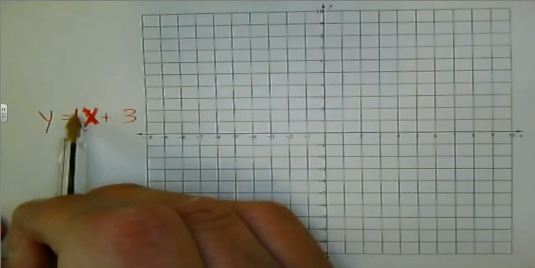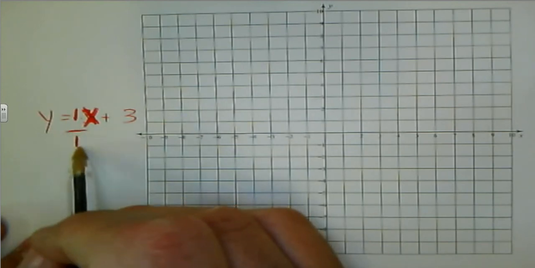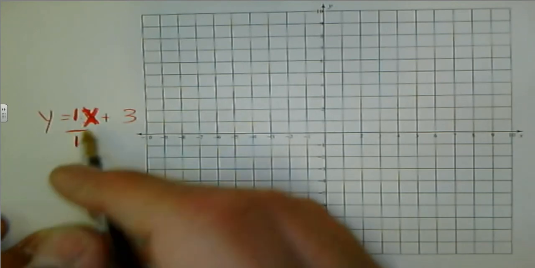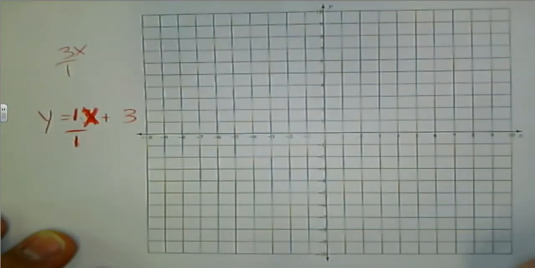We know that there's an x, there's a 1 in there, especially when we distribute and there's no number, it's a 1. And then to get our bottom number, we just put any number over 1. So if it were 3x, we would just put it over 1. Okay?